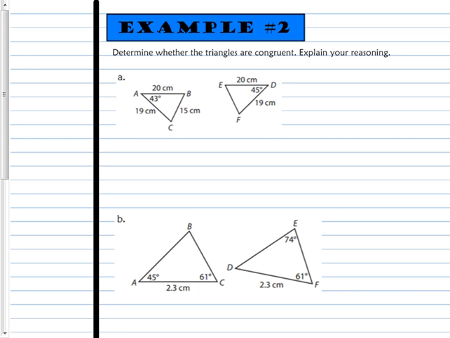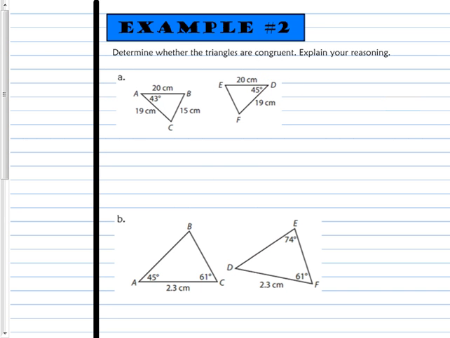Let's put this in practice. Determine whether the triangles are congruent and explain our reasoning. Okay, so I see that we have 19 centimeters and 19 centimeters, and we have 20 centimeters and 20 centimeters. So I have two sides. Well, we learned side, angle, side. The included angle of this triangle is 43 degrees, and the included angle of this triangle is 45 degrees. Since those are not congruent, I cannot prove that they are congruent by side, angle, side.